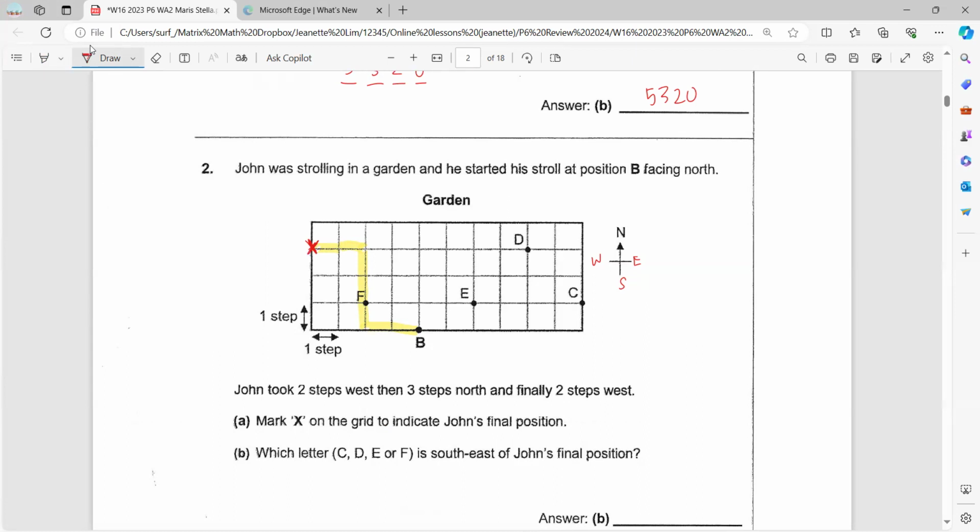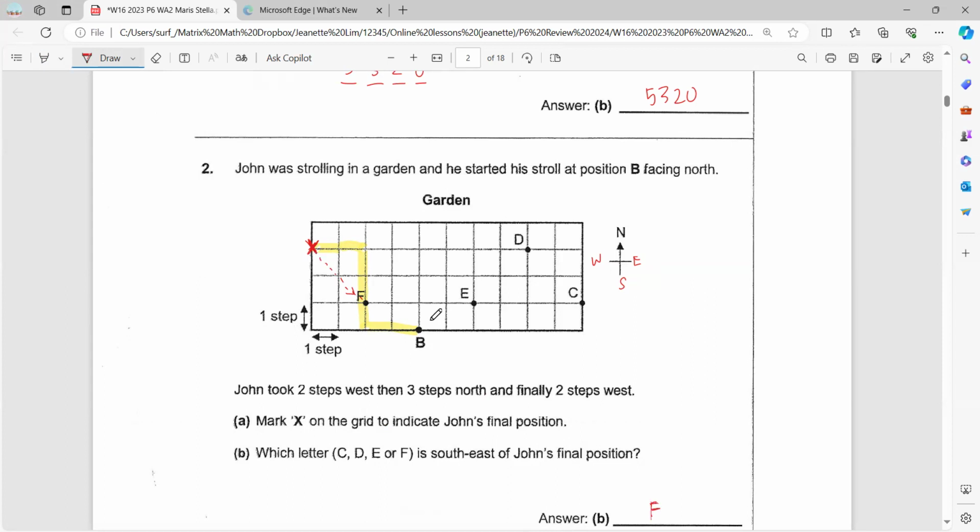Which letter, C, D, E, or F, is southeast of John's final position? So southeast is this direction. Okay, so from where he's standing, you're going to go that direction. Use the grids to help you. It's going to cut through nicely. So the southeast of his final position would be F.